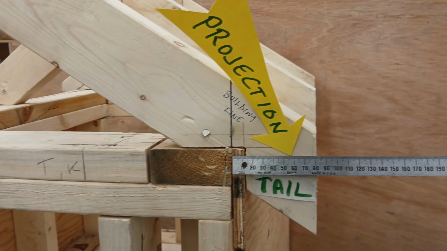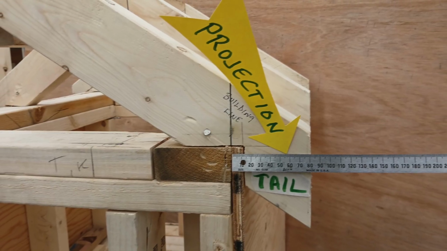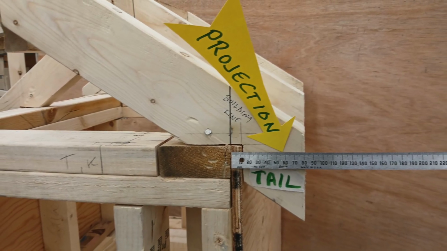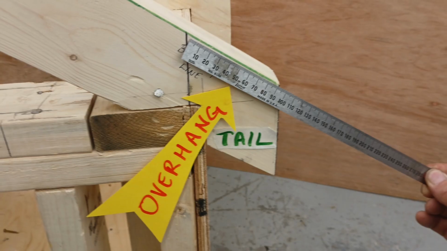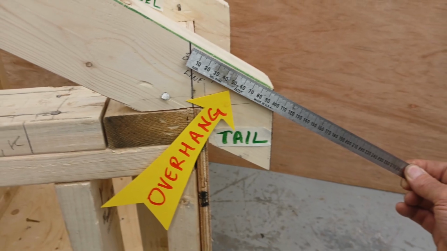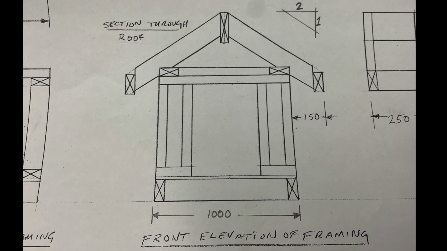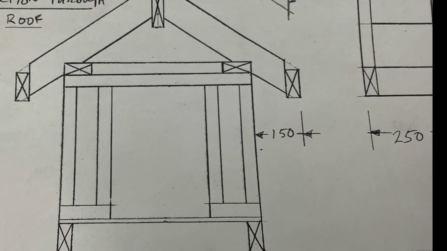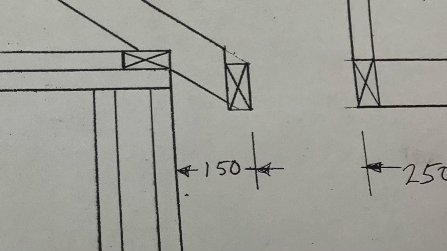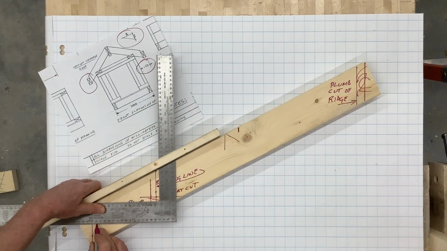The horizontal distance that a rafter tail extends past the building line is called the projection, and its length along the slope of the rafter is called the overhang. The plans will show whether a fascia is included in this measurement, and if so, you'll need to deduct the thickness of the fascia from the length of the tail.